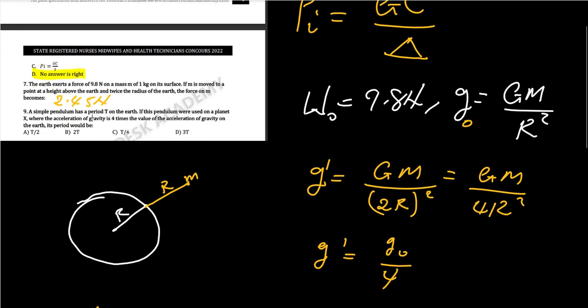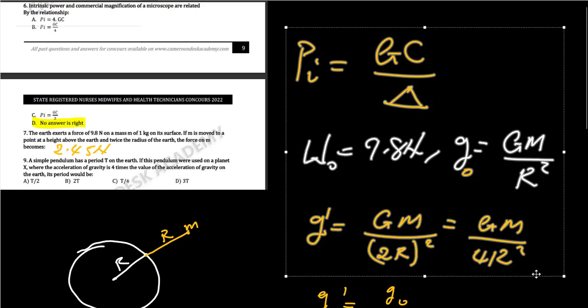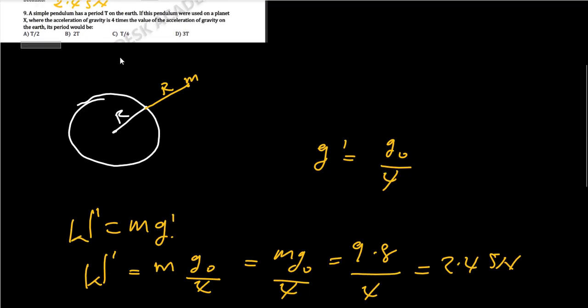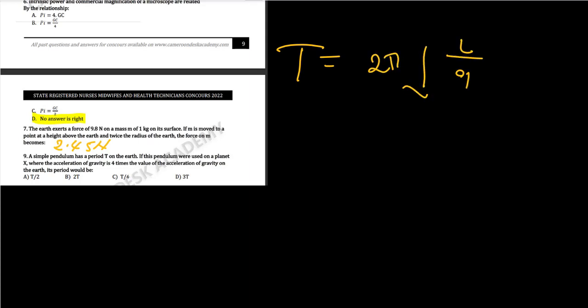Question number 9. A simple pendulum has a period t on Earth. If this pendulum were used on a planet X, where the acceleration due to gravity is 4 times the acceleration due to gravity on the Earth, its period will be? So the period of oscillation of a simple pendulum t is equal to 2 pi times the square root of L divided by g, where L is the length and g is the gravitational field strength.